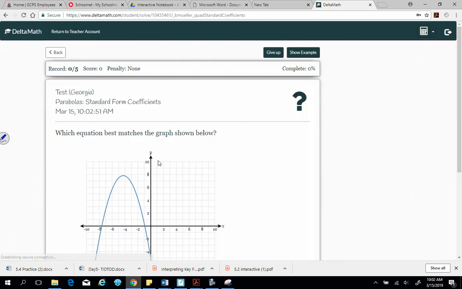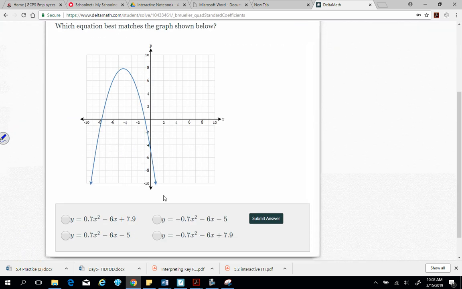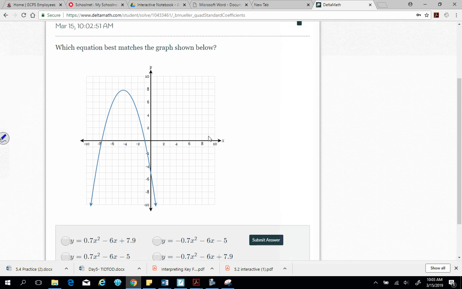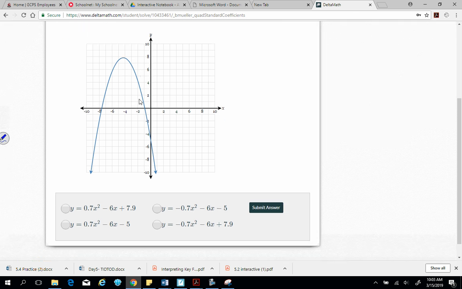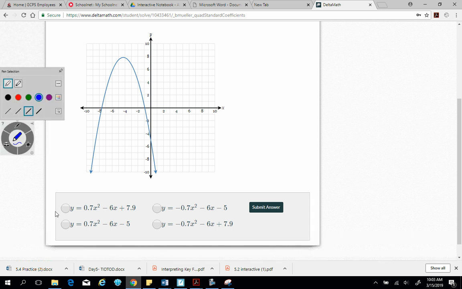So here's the first one. Which one matches the graph? And what I don't want is clicking and guessing, or else it will take away a point. So first, is this negative Nancy or positive Patricia? Negative Nancy. So which two can I eliminate off the bat? These positive ones, right? I can eliminate these two because they're positive. So I'm left with these.